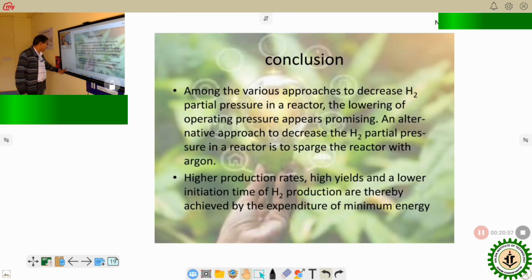So here are the parameters; the conclusions we already made. There are two types of conclusions in every aspect or possibility, optimistic and pessimistic. Here I'm giving you the optimistic conclusions: among various approaches to decrease the hydrogen partial pressure, by changing the partial pressure it is possible to improve the hydrogen evolution rate or production rate.